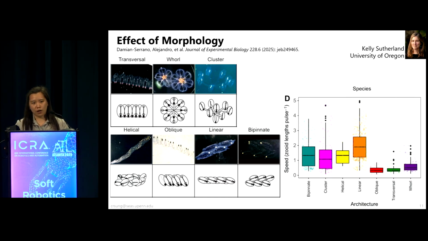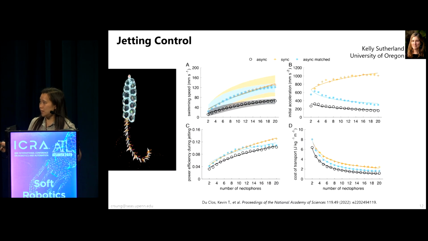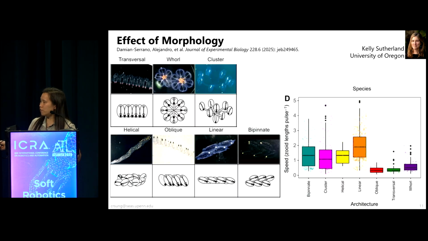If we look at the biological systems, then we also see a huge range of morphologies in cell colonies that also, we can see, has an effect on their performance in the natural world. So these are a whole bunch of different physical architectures that you'll see in cell colonies in the ocean.